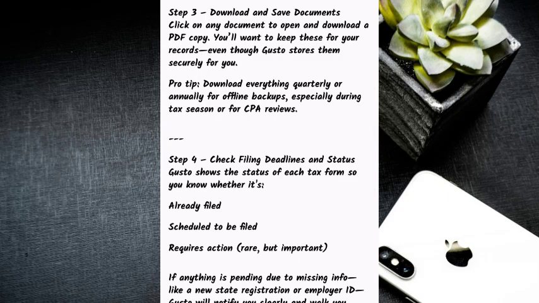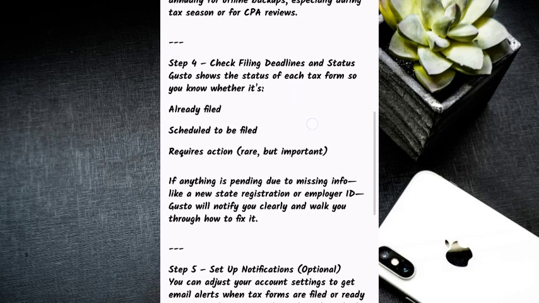Step 4, check filing deadlines and status. Gusto shows the status of each tax form, so you'll know whether it's already filed, scheduled to be filed, or requires action. Now, if anything is pending due to missing information, like probably a new state registration or employer ID, Gusto is going to notify you clearly and walk you through how to fix that.